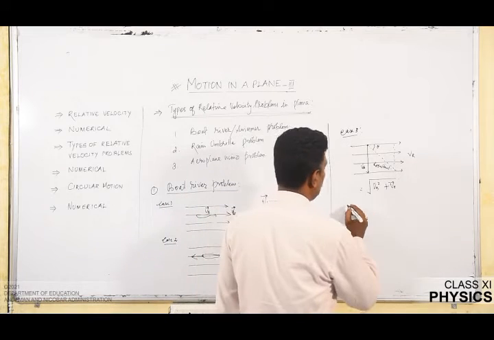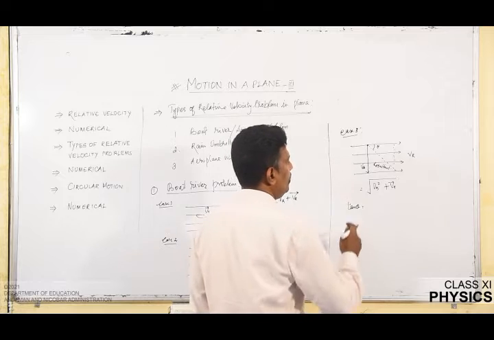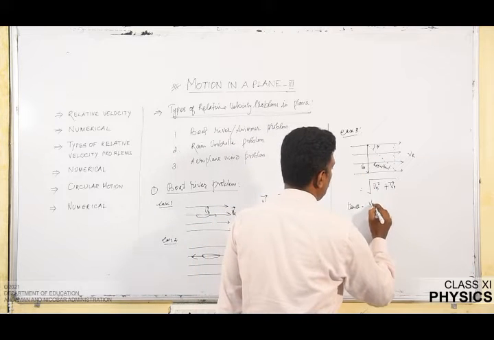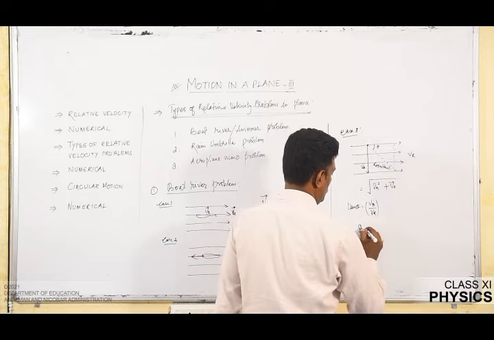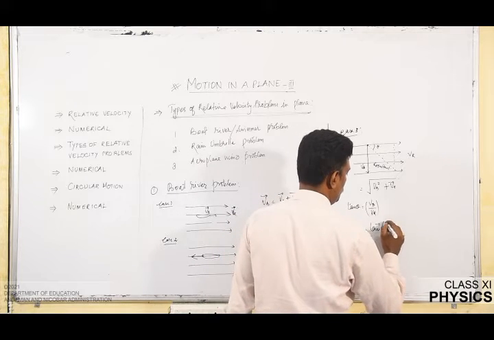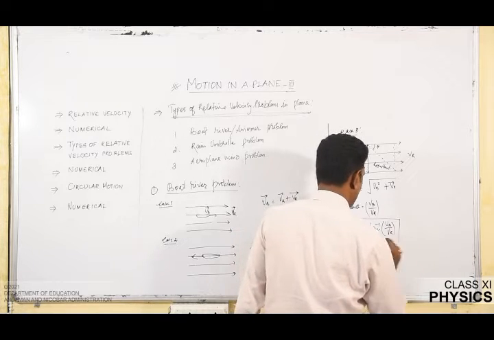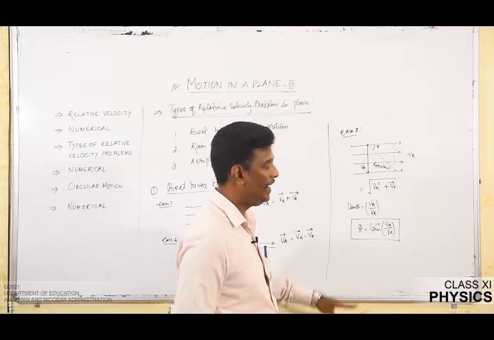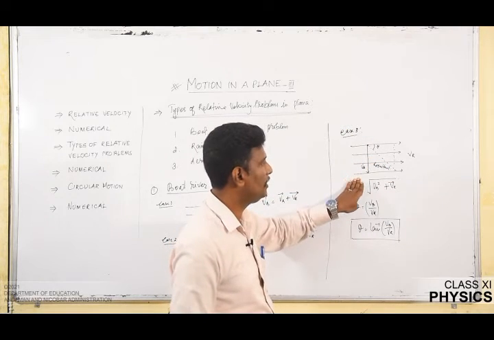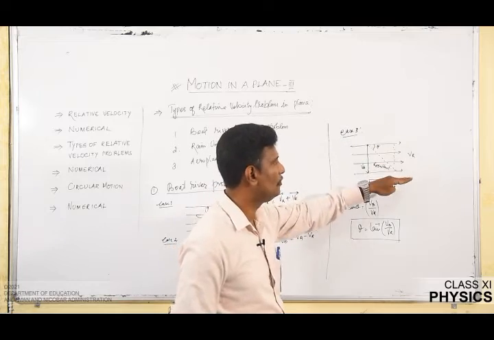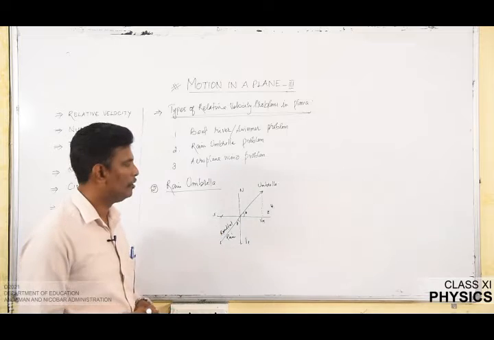Now, we can calculate the angle also. Tan theta is equal to Vb by Vr. So, theta is equal to tan inverse of Vb by Vr. This angle will give how much the boat is deviated from its path with respect to the direction of the river. Next is the rain umbrella problem.